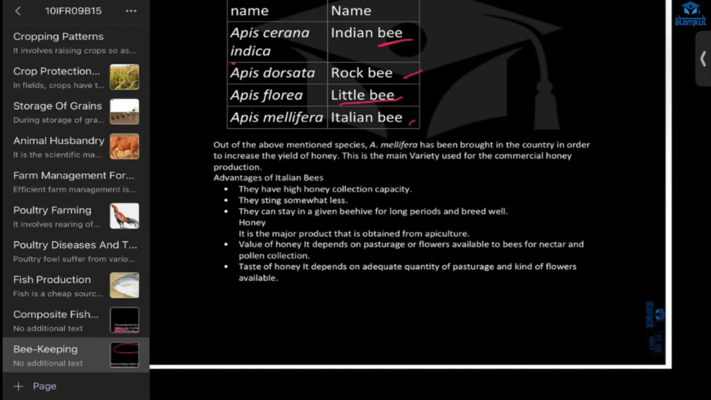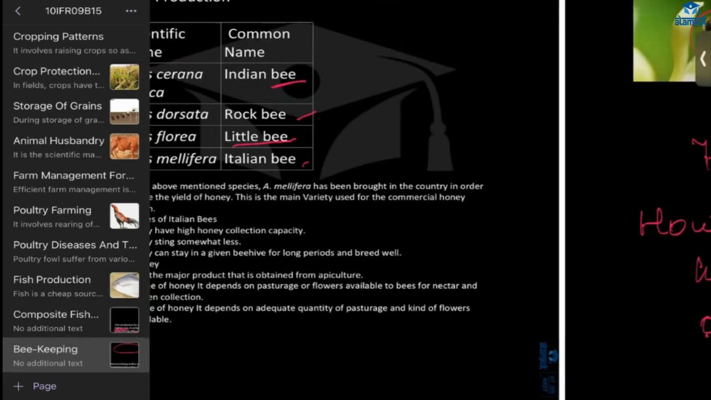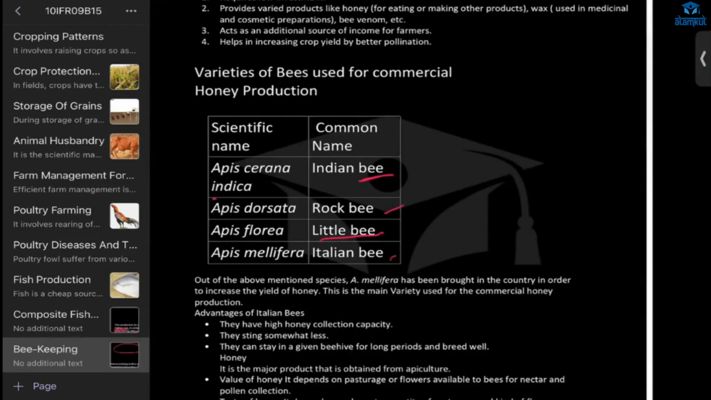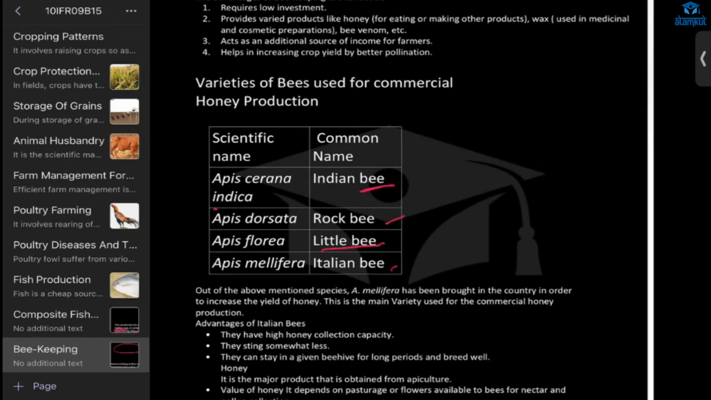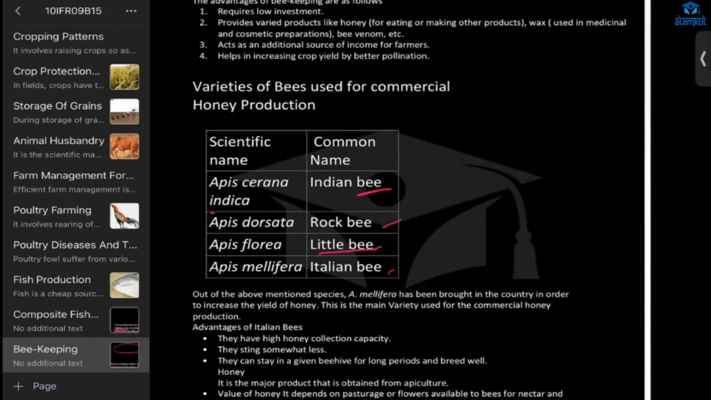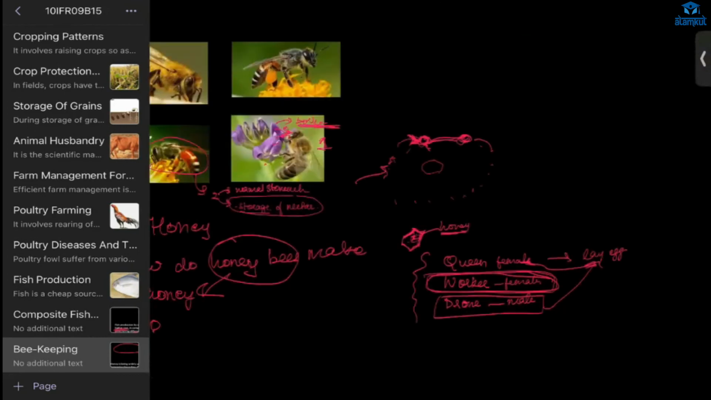This Apis mellifera is brought from Europe. Ma'am, all the types of bee, Italian bee, little bee, they all make honey, so what is the difference? The difference is their yield. Is the honey any different? Yes, their yield, right?